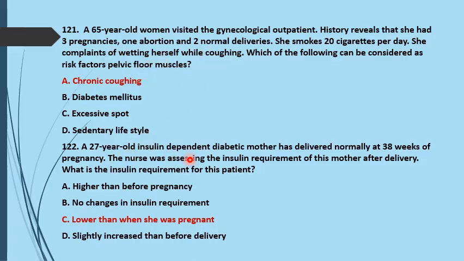A 27-year-old insulin-dependent diabetic mother has delivered normally at 38 weeks of pregnancy. The nurse was assessing the insulin requirement of this mother after delivery. What is the insulin requirement for this patient? Higher than before pregnancy, no changes, lower than when she was pregnant, or slightly increased than before delivery. The correct answer is lower than when she was pregnant.